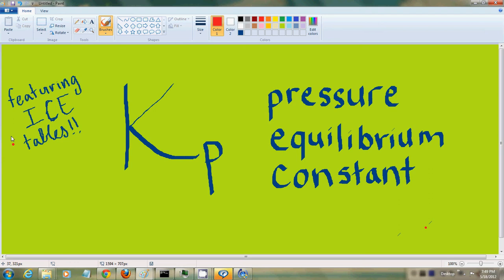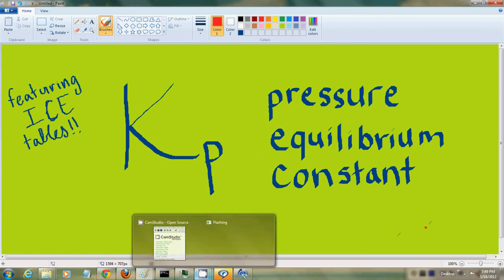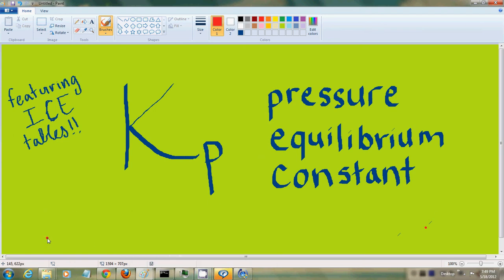Anyways, you're probably wondering, what is an ice table and when do we use it? Well, an ice table is basically a simple way to calculate your K expression. And since today we're talking about Kp, this will become very useful.